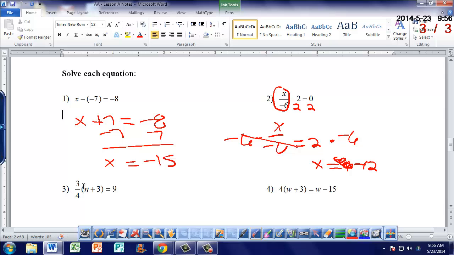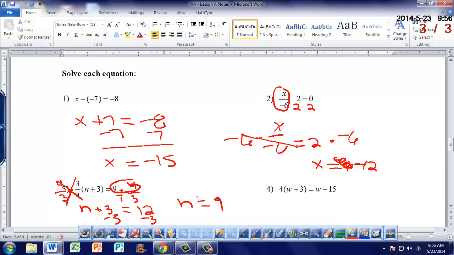Okay, here. Now, you can distribute this fraction. However, if you do, you're going to end up with messy fractions. So anytime I see a fraction and I want to get rid of it, I multiply both sides by its reciprocal. Reciprocal is when you switch the numerator and denominator. Now when I do this over on the left, that becomes 1, and I'm left with just n plus 3. On the right, I end up with 36 over 3, which is 12. Then I'm going to go ahead and just subtract 3 from both sides, so n is 9.